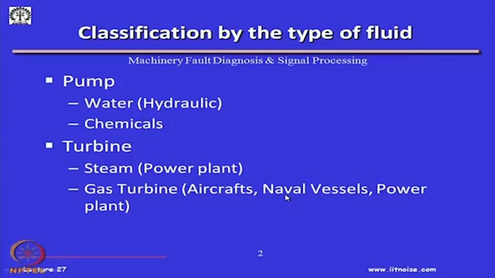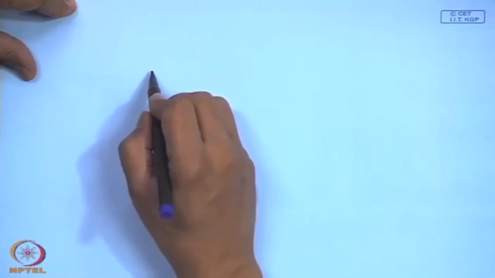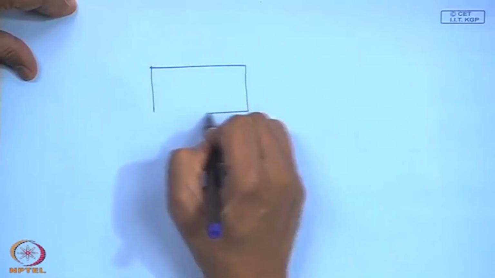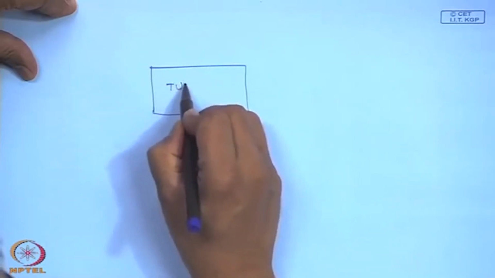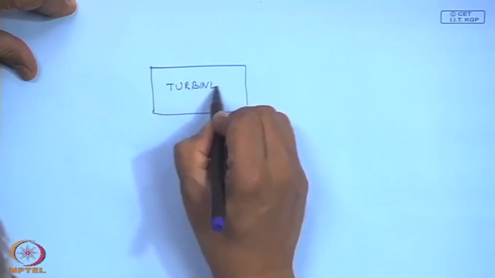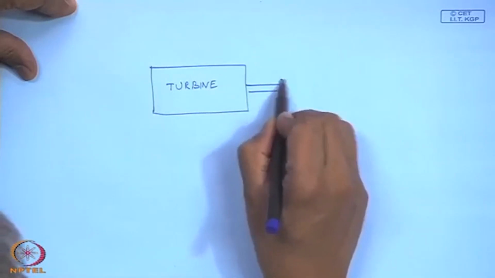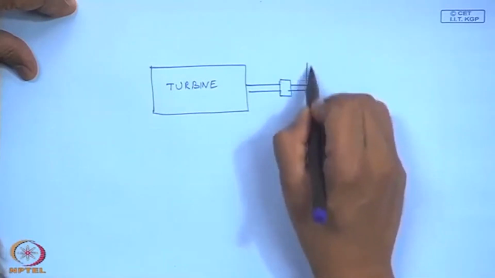Gas turbines are used to power naval vessels, and even sometimes small gas turbines of 20 megawatt capacity are used in captive power plants in many industries for generating electrical power. So, wherever turbines are used to generate power, what happens? The turbines rotate and they are coupled to an electric generator.